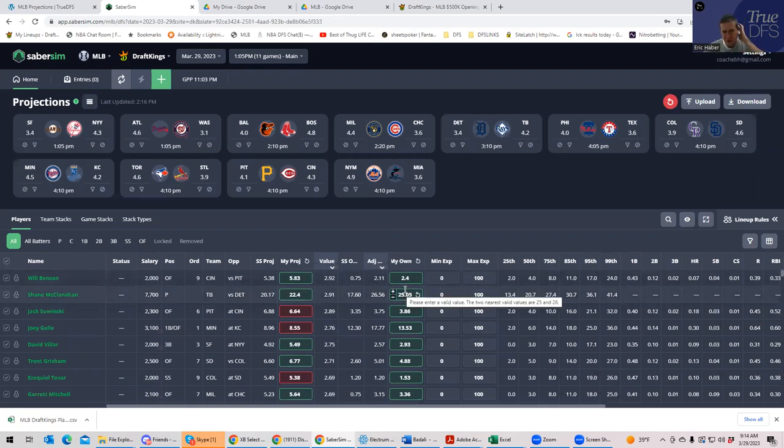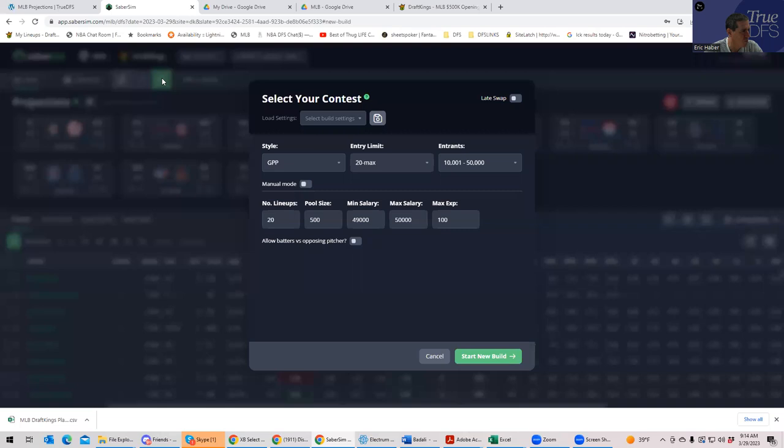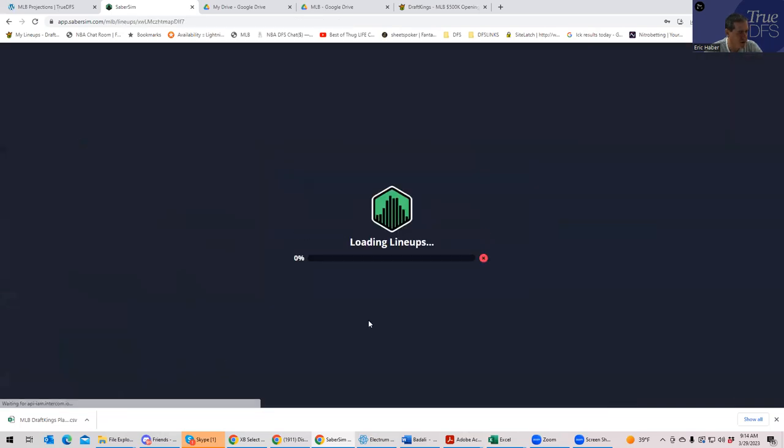And then you can build lineups using SaberSim. Again, I'm not going to do a full walkthrough on how to use SaberSim. Just for example, I want to build one lineup using SaberSim, so we'll just do that. And again, we'll do a full SaberSim demo with the SaberSim people, hopefully within the next day or so. But just to show you how to use the tools, you'll download the CSV file literally just like that, and then you'll upload it to SaberSim and it will build lineups.